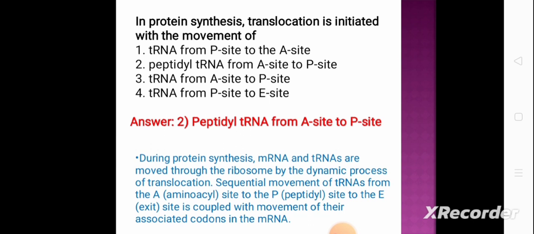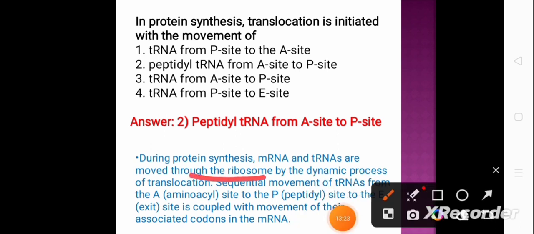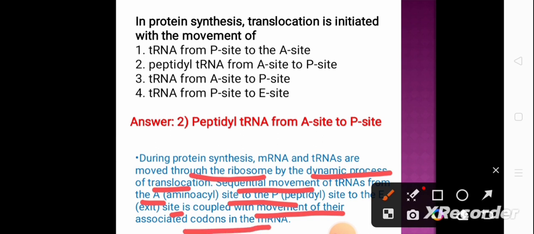During protein synthesis, mRNA and tRNA are moved through the ribosome by the dynamic process of translocation. Sequential movement of tRNAs from the A site to the P site to the E site is coupled with the movement of their associated codons on the mRNA.